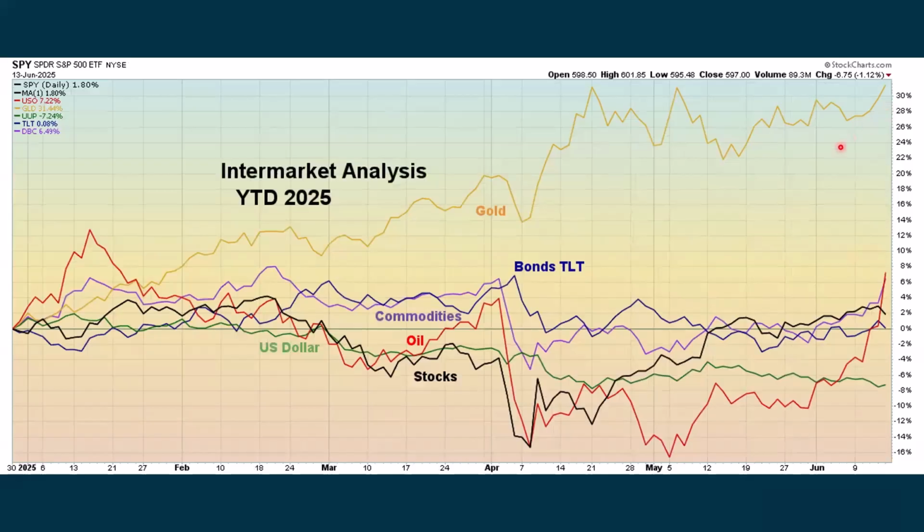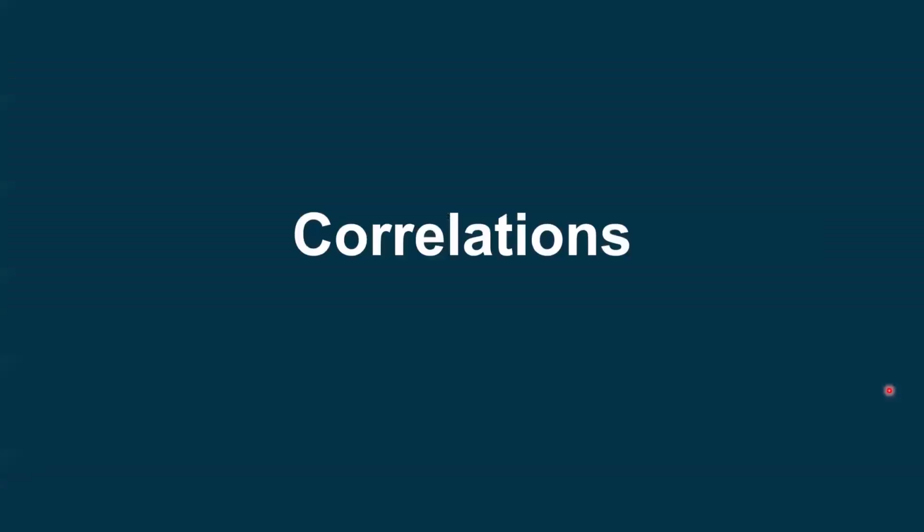Then the intermarket analysis chart shows the gold's up over 30% so far for 2025. And then oil, the red line, that really shot up in Friday's session. We're seeing commodities going up as stocks are going down. And then we're seeing the dollar is the worst performing asset in 2025, and bonds have been under pressure a bit as well.